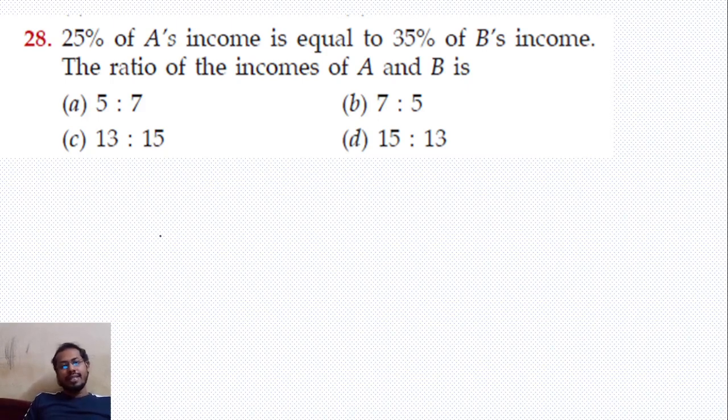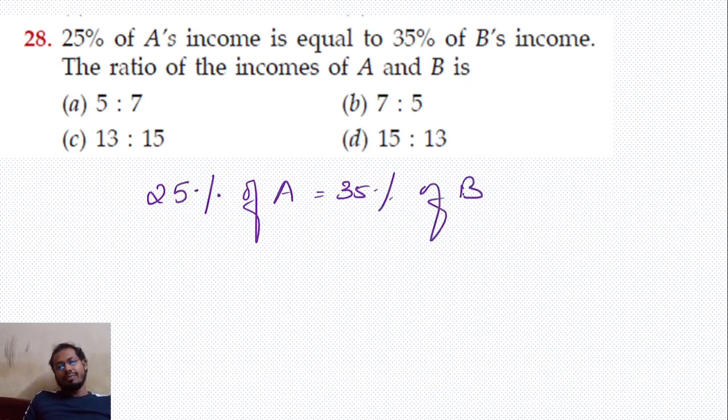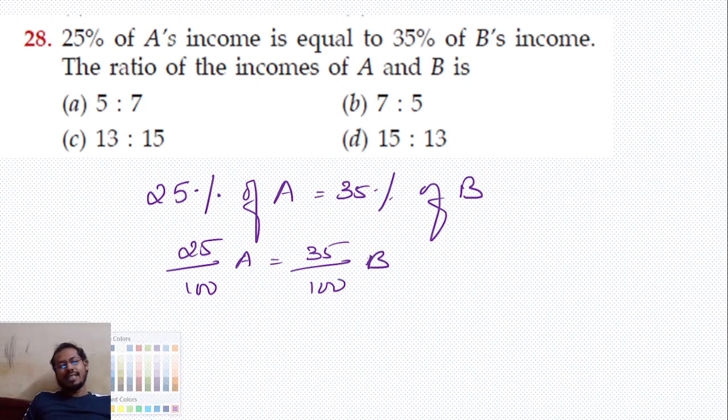25% of A's income is equal to 35% of B's income. The ratio of income of A and B. Look at this. 25% of A is equal to 35% of B. Just write this as an equation. 25 by 100 into A is equal to 35 by 100 into B. Correct? Okay, super. So once you write this fast, just cancel this value.